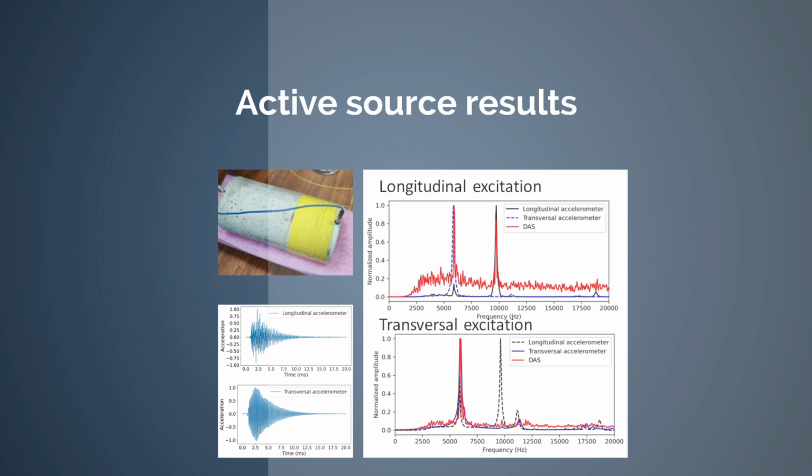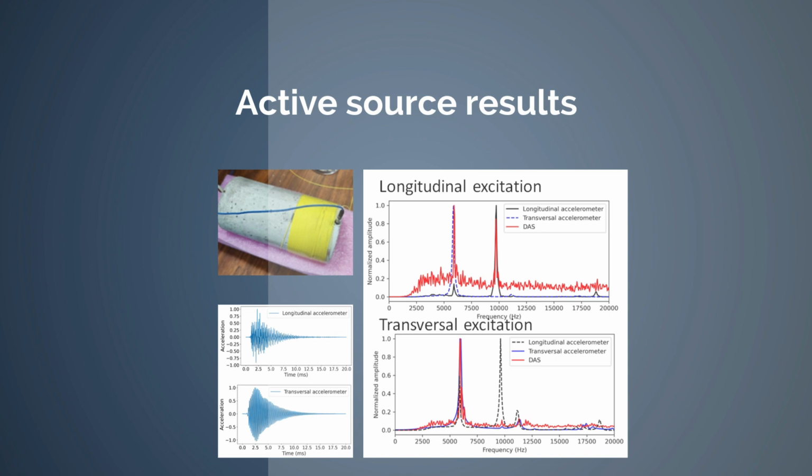Under longitudinal impulse, both the longitudinal and the transversal accelerometers detect a small peak at 5,900 Hz corresponding to the energy from the transversal mode. The longitudinal accelerometer identifies the dominant frequency at 9,700 Hz, which corresponds to the simple P-wave velocity, and the second higher longitudinal mode at 18 kHz is also observed. Thus, DAS successfully detects two peaks corresponding to the transversal and longitudinal modes that match well with the accelerometer measurement.